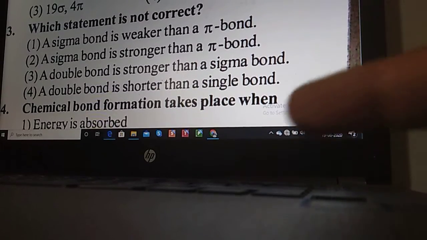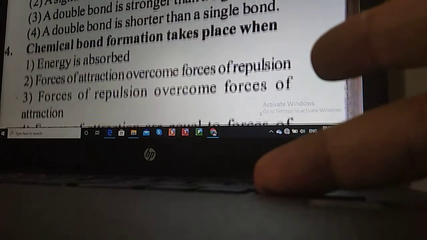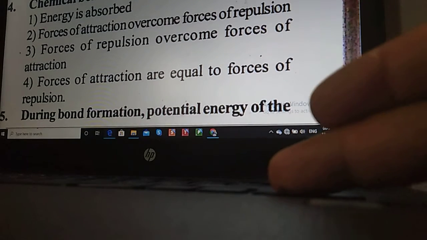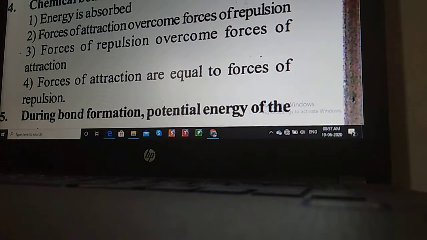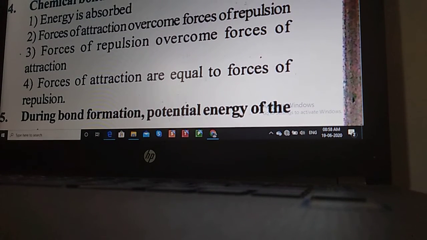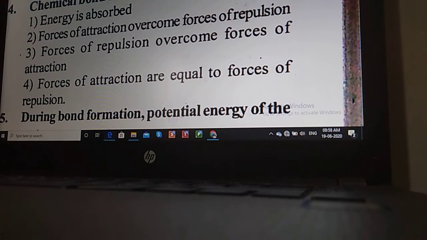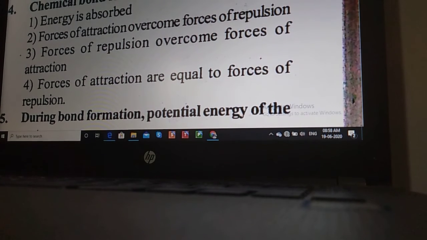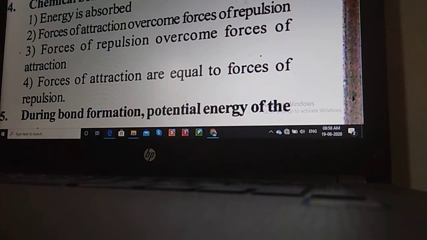Okay, now we are moving to question number 4, student. Let us read out question number 4. Chemical bond formation takes place when energy is absorbed, force of attraction overcomes force of repulsion, force of repulsion overcomes force of attraction, or force of attraction is equal to force of repulsion. So the correct option will be option number 4, student.